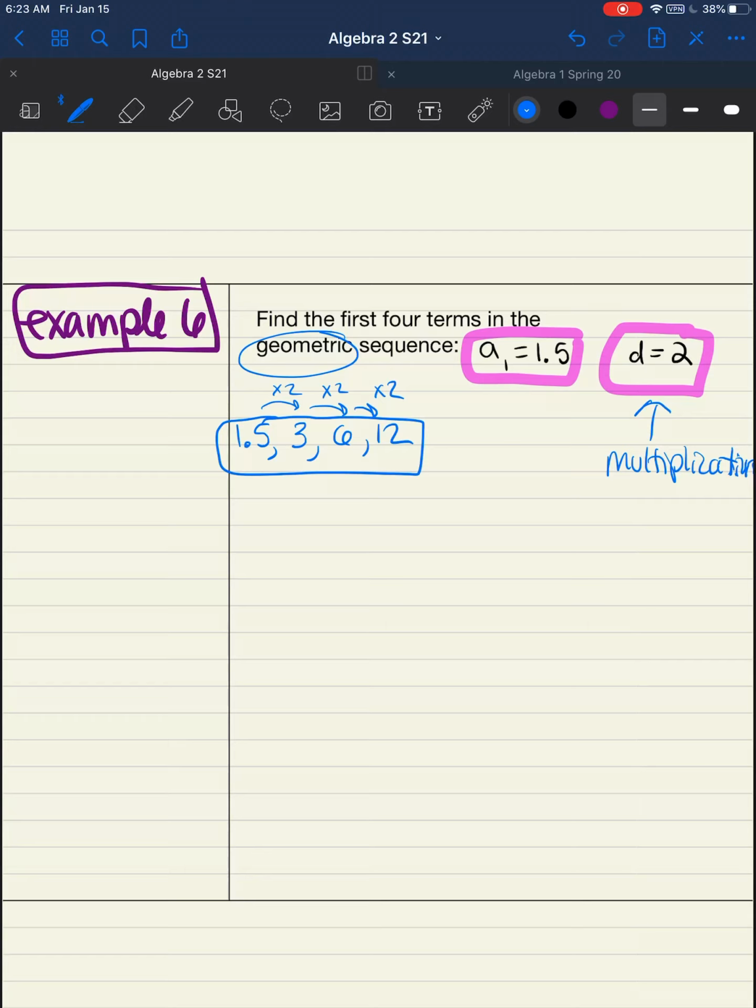And that's all you had to do for that. So if you ever see this and it's given geometric, you've got to remember it's multiplication. If they don't tell you that, but they're referring to common difference, that's going to be arithmetic. Almost always common difference is used with arithmetic.